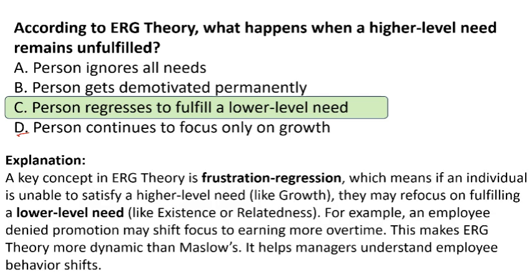A key concept in ERG theory, first you need to understand, is the frustration regression, which means if an individual is unable to satisfy a higher level need, what is that higher level need? That is growth. They may refocus on fulfilling lower level needs. The best example I can tell you: if you cannot do a proper work, if you are not understanding how you need to do or how you can complete this task, go to the basics again, learn basic things again, and then move to the advanced one. That is the kind of thing this theory is explaining.